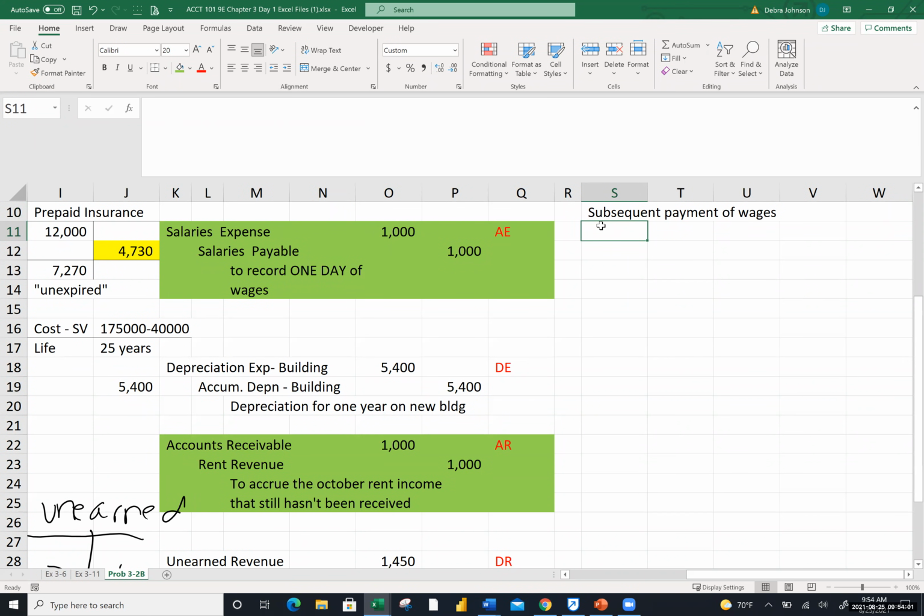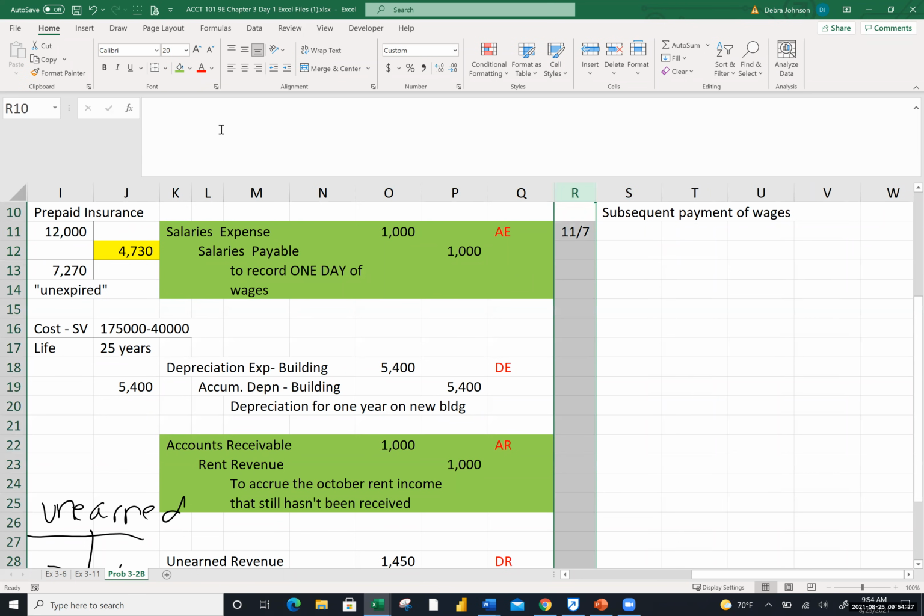Okay, well, the total is going to be 5,000. They're going to pay their employees 5,000, right? But one of those thousands has already been accrued. So I need to get rid of that liability because it's not owed anymore. So when they make that payment, and I think if you go back and you look, it tells you that the first payroll happened on November 7th. So I'm going to put that date up there to help you figure it out. That would be when all 5 days of wages were paid.